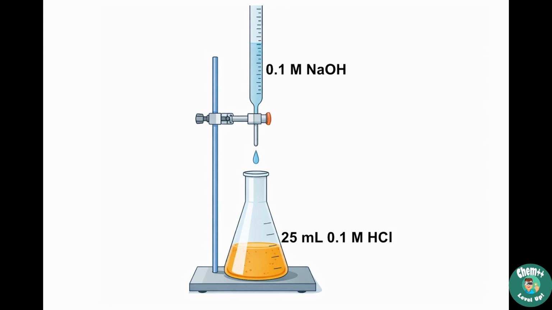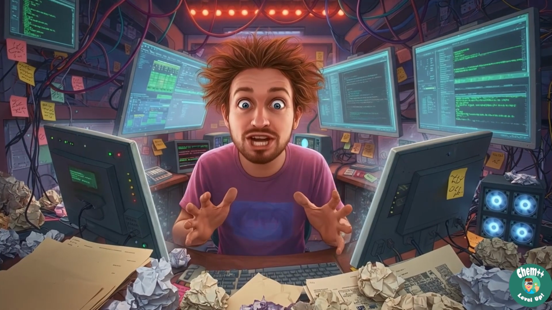Before we translate our chemistry into Python, let's visualize the exact wet lab experiment we are simulating today. Imagine you are standing at the bench. In your Erlenmeyer flask, you have measured out exactly 25 milliliters of a 0.1 molar hydrochloric acid, HCl, solution, a strong acid. Positioned right above it is your burette, filled to the zero mark with 0.1 molar sodium hydroxide, NaOH, our strong base titrant. Our goal is to simulate dripping that base into the flask, tracking the dramatic pH changes as we approach and pass the equivalence point. Now, let's dive into our script.